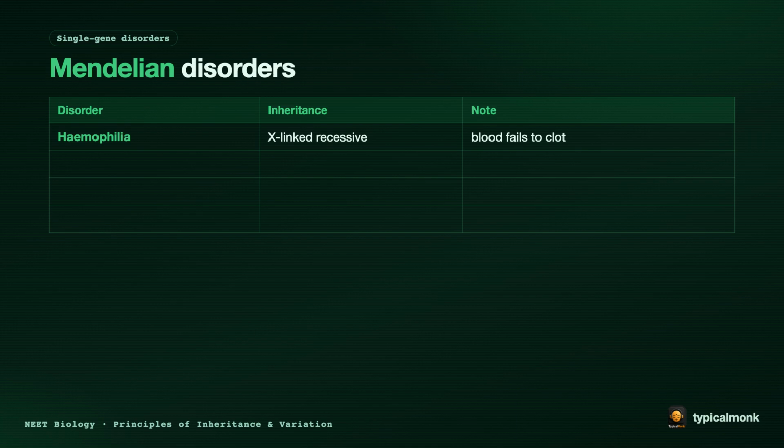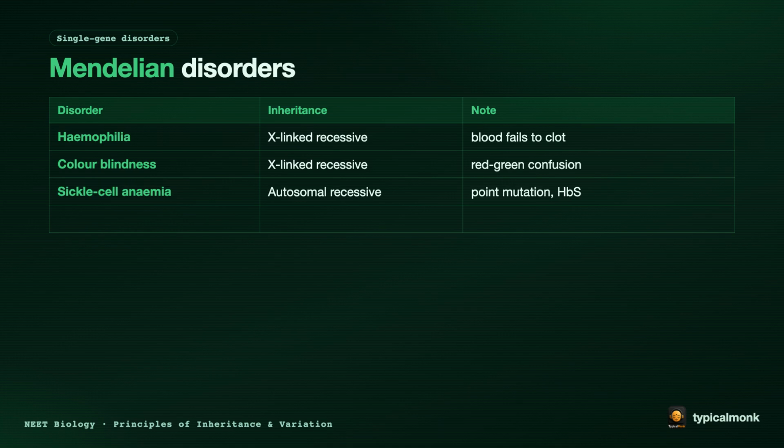Now, the single gene disorders, Mendelian disorders. Look at this table. Hemophilia, X-linked recessive, the blood fails to clot. Color blindness, X-linked recessive, trouble telling red from green. Sickle cell anemia, autosomal recessive, a single point mutation, HbS. Thalassemia and PKU, both autosomal recessive, less globin made, or a missing enzyme.